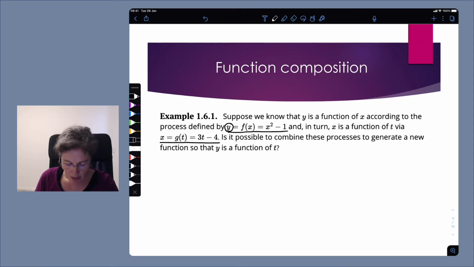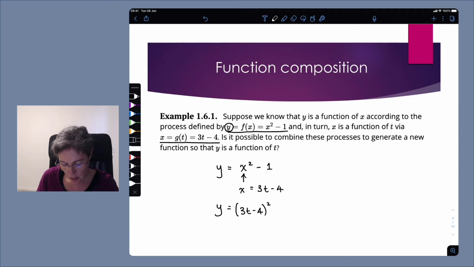Well, yes we can, because we can say, look, we've got y is equal to x squared minus 1, but we know that this x is equal to 3t minus 4. So we might as well just say that y is equal to x squared, so I'm going to have 3t minus 4, that's x, all squared, minus 1. And notice that we've changed this over, so now in our new formulation over here, y is a function of t, whereas over here, y was a function of x.